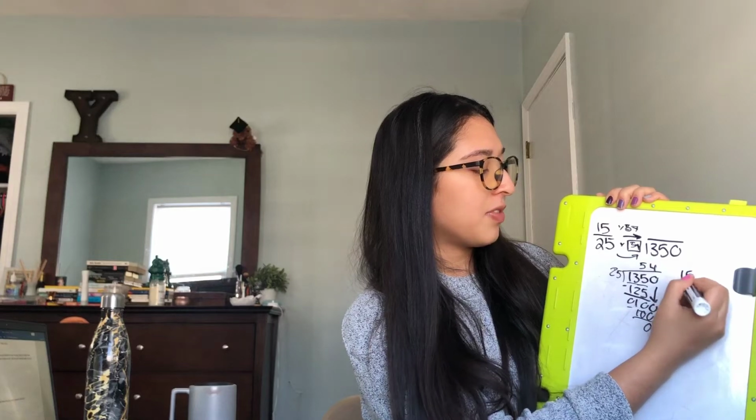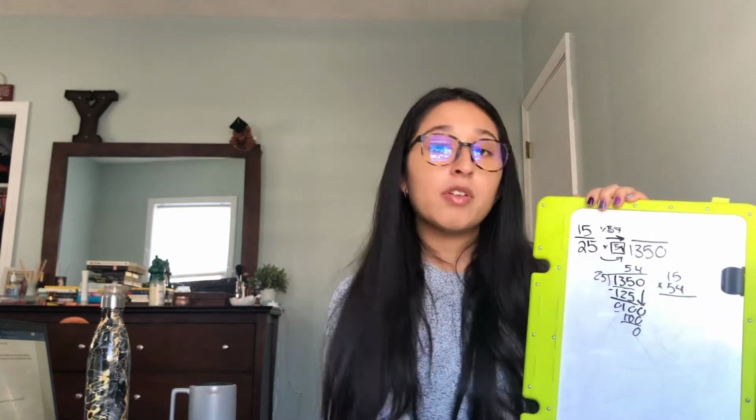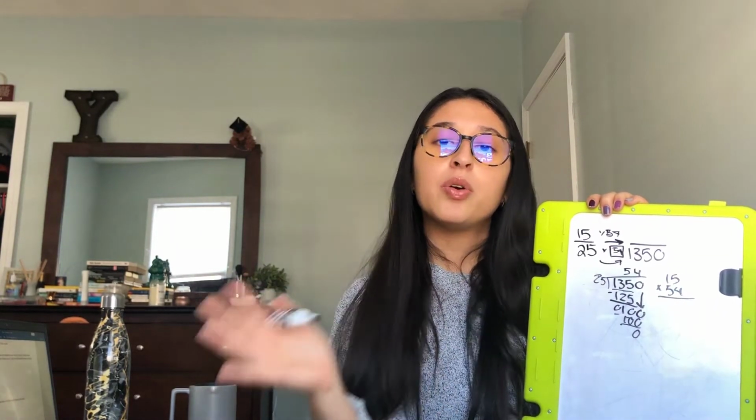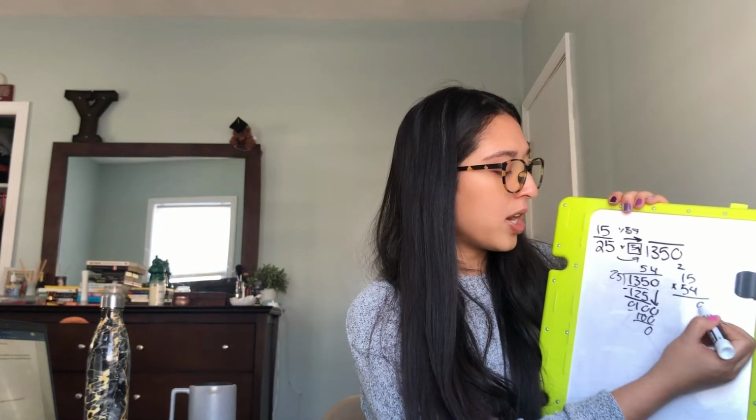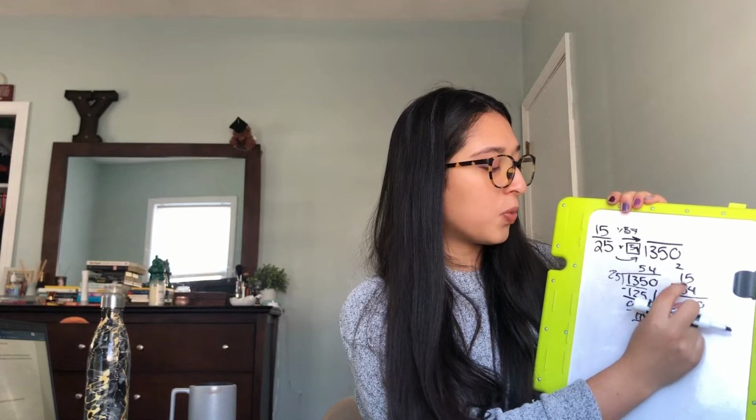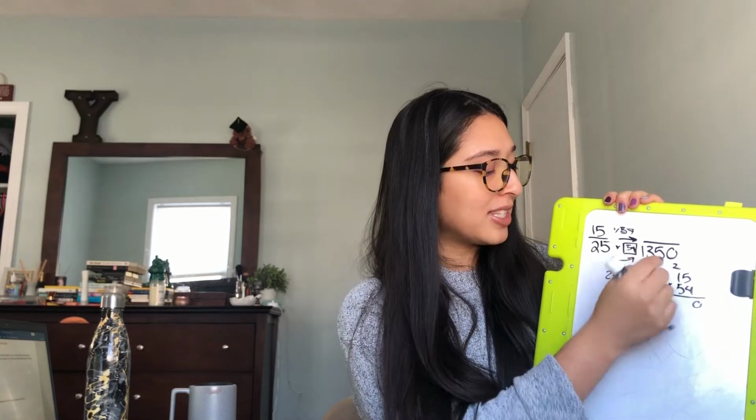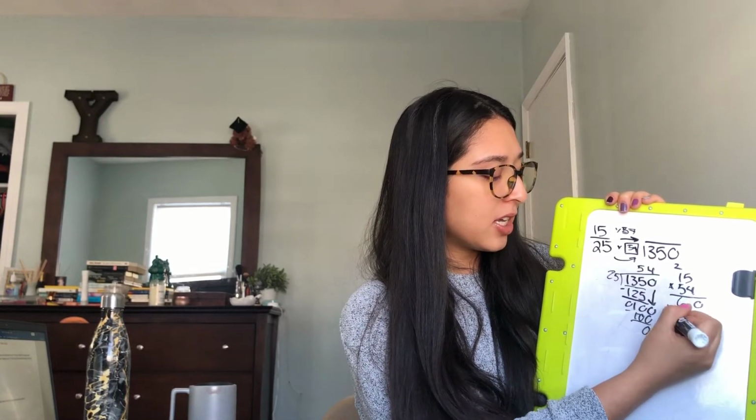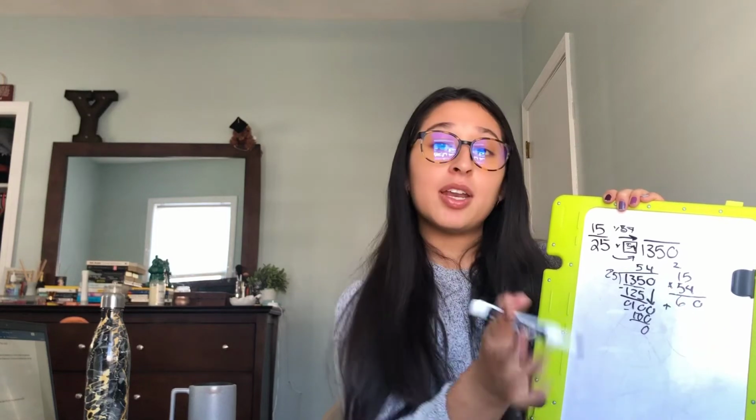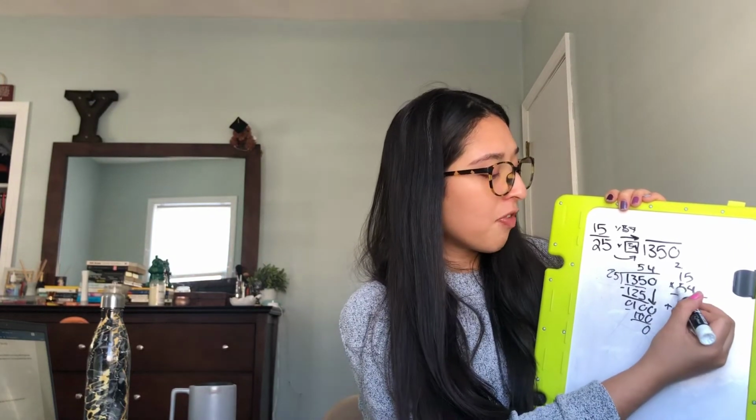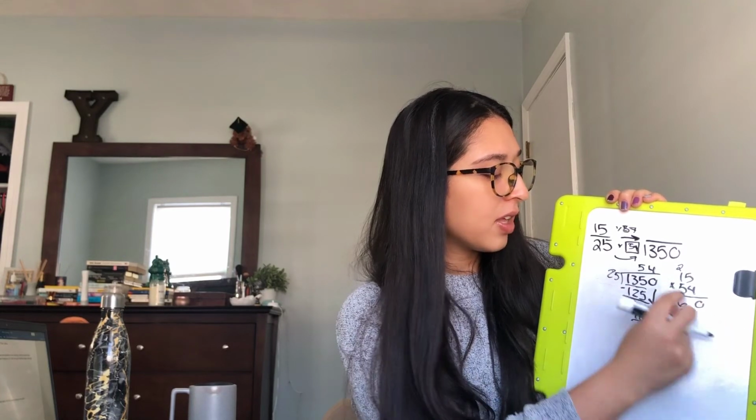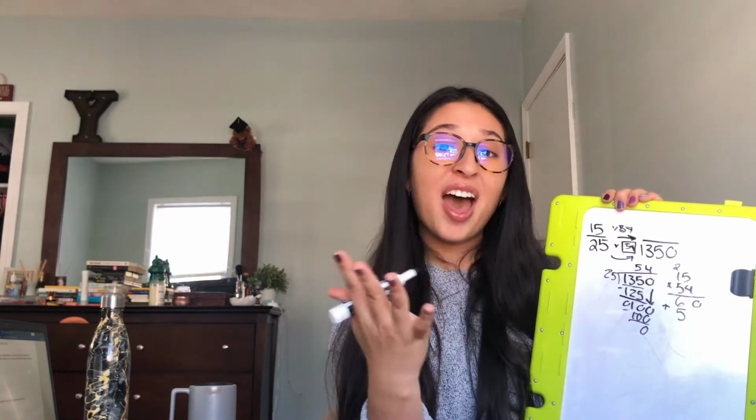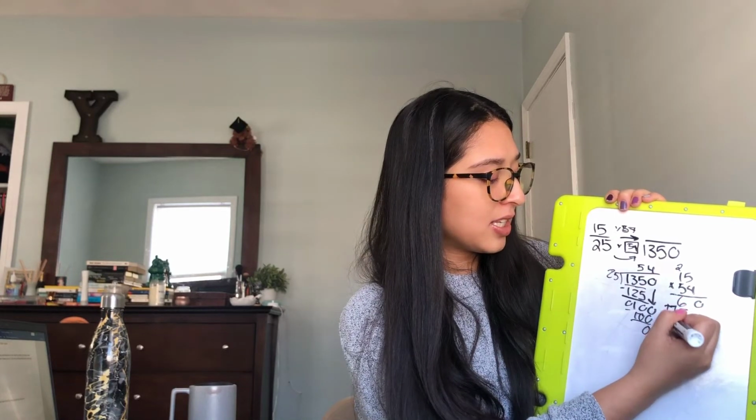15 times 54, right? Give you a second to try it on your own, or you can follow along with me. 5 times 4 is going to be 20. 4 times 1 is 4, plus that 2 is going to be 60. Now I'm going to go into my next place value. 5 times 5 is going to be 25. 5 times 1 is 5, plus that 2 is 7.